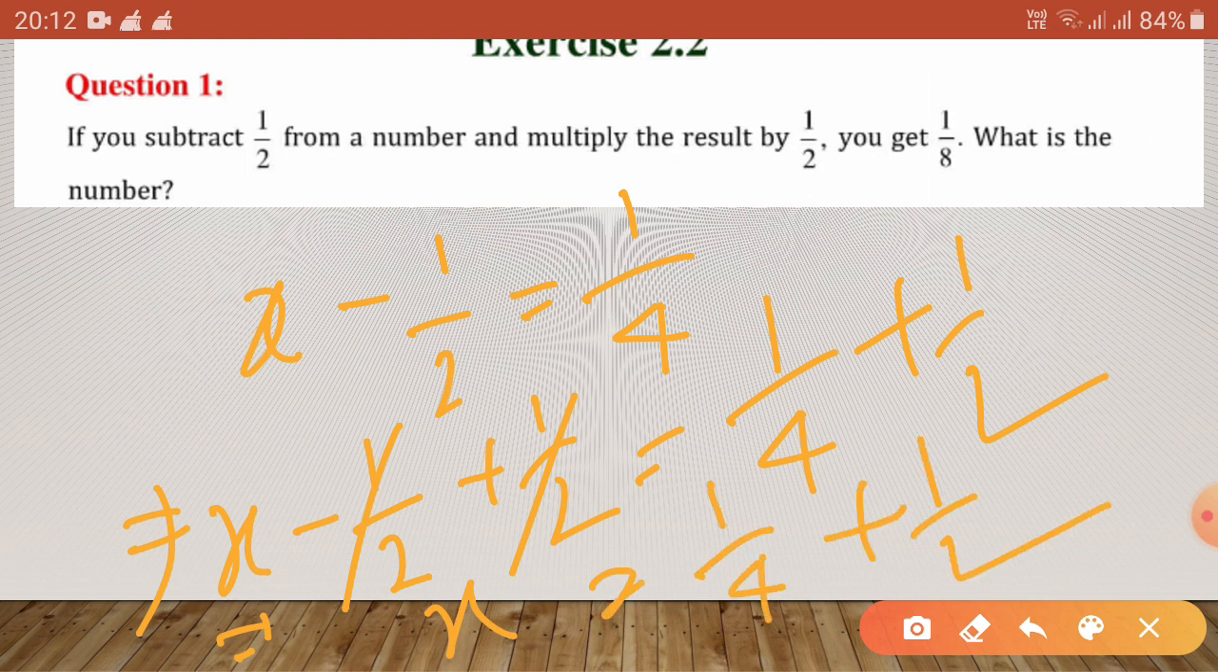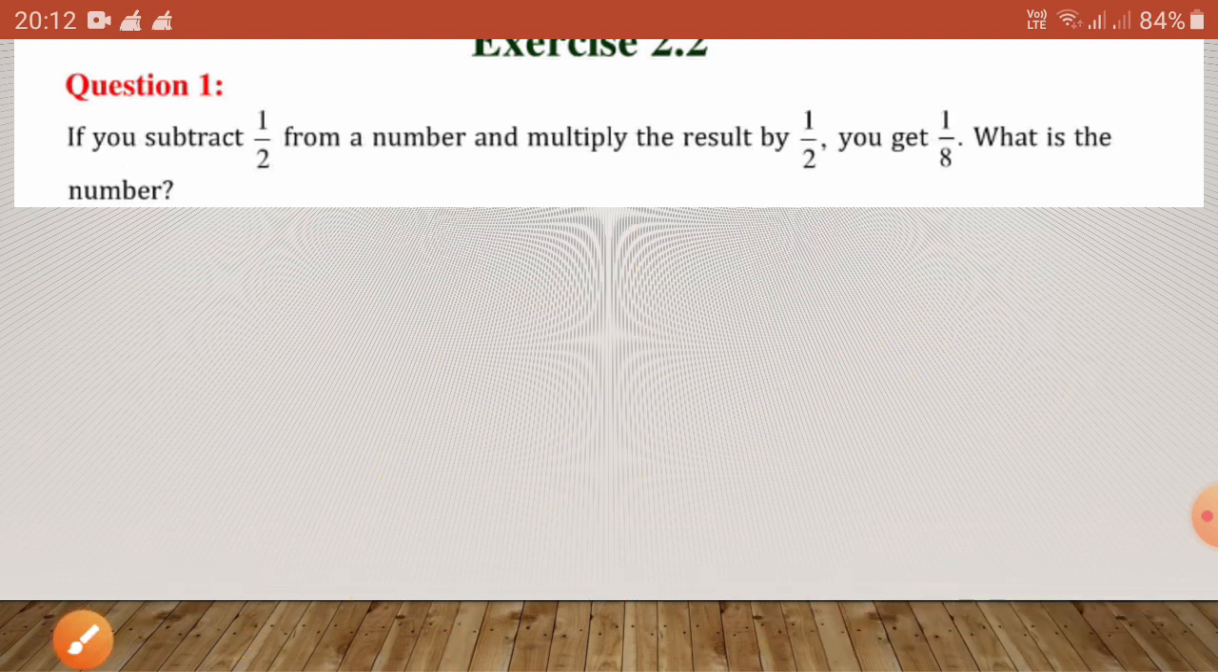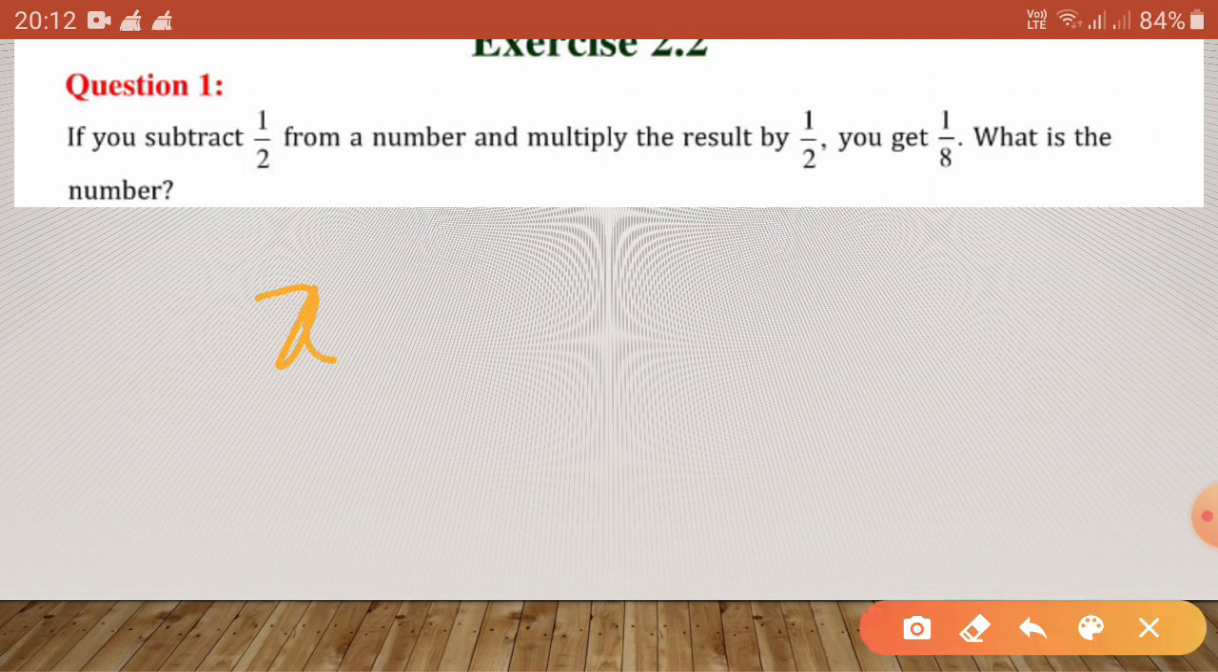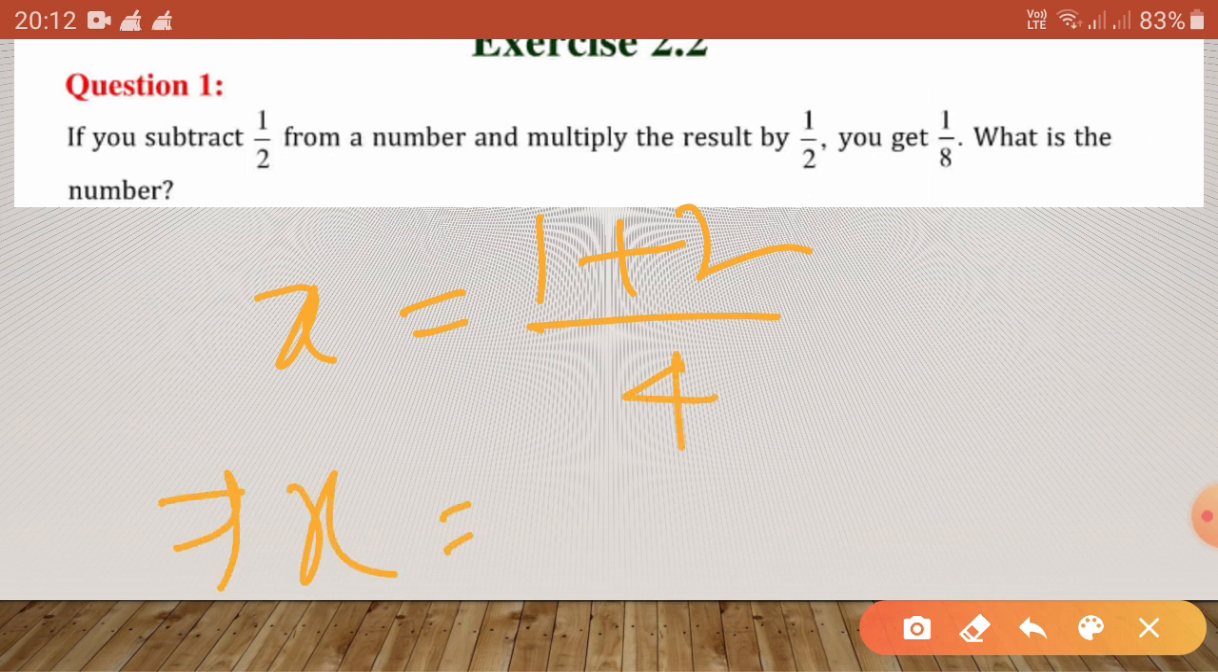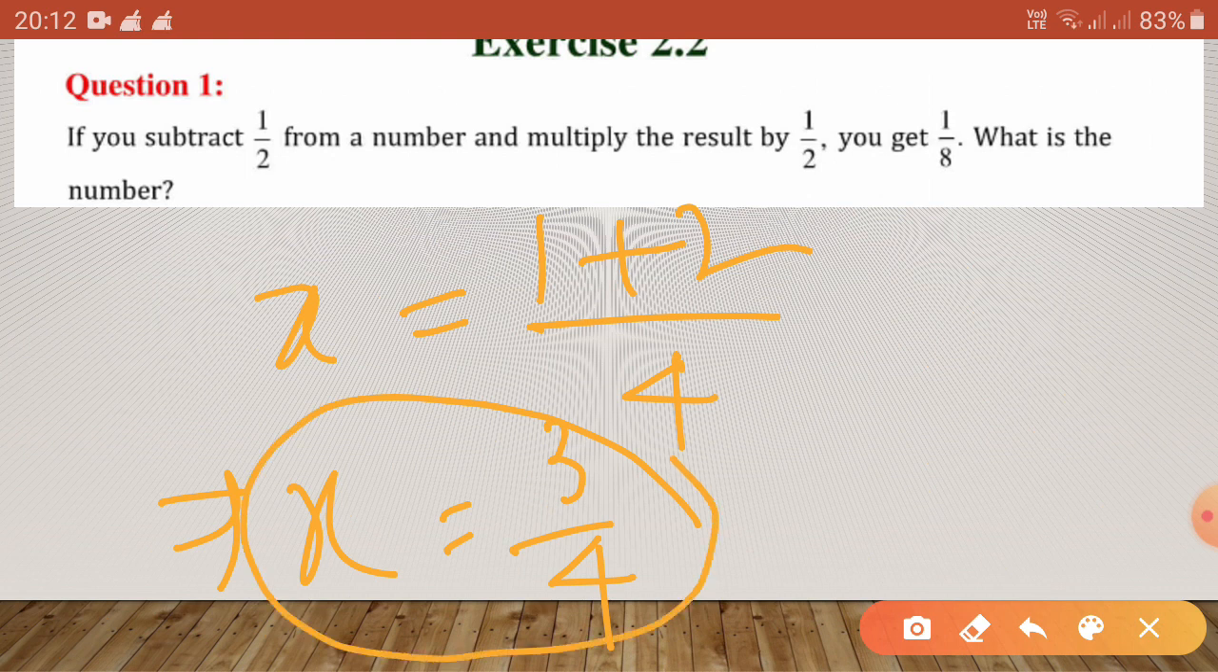Now the LCM of 4 and 2 is 4, so it gives us 1 plus 2. So x is equal to 1 plus 2 by 4. Okay, so x is equal to 3 by 4. So the value of x is 3 by 4.